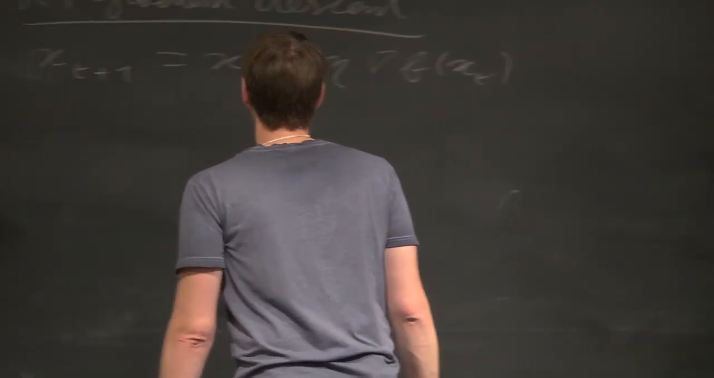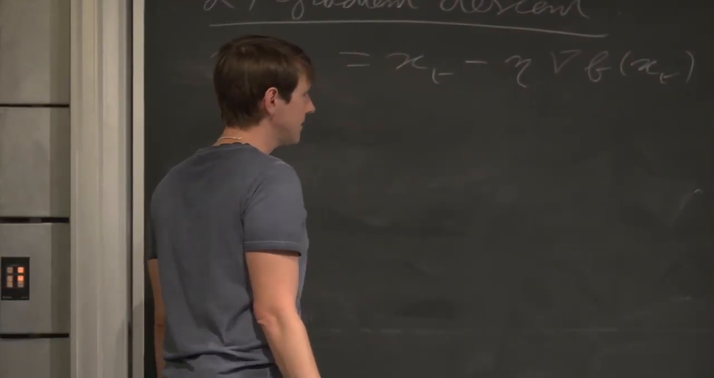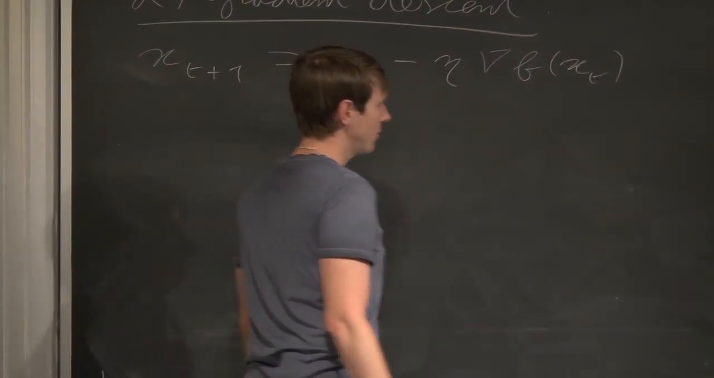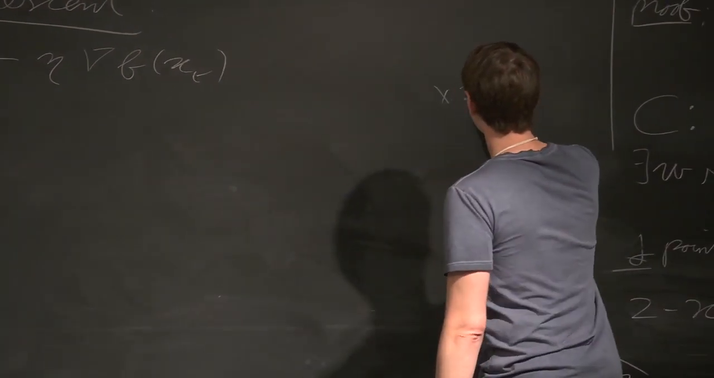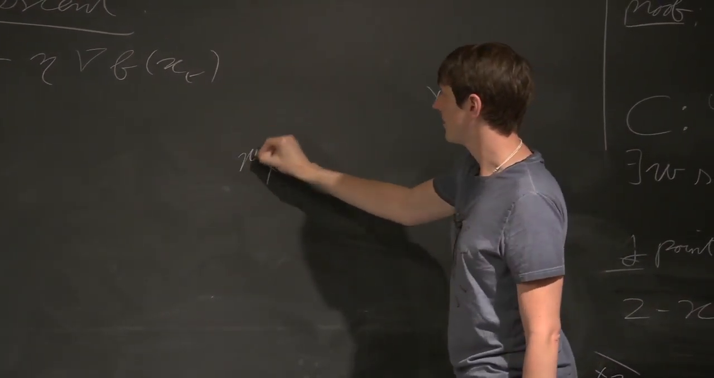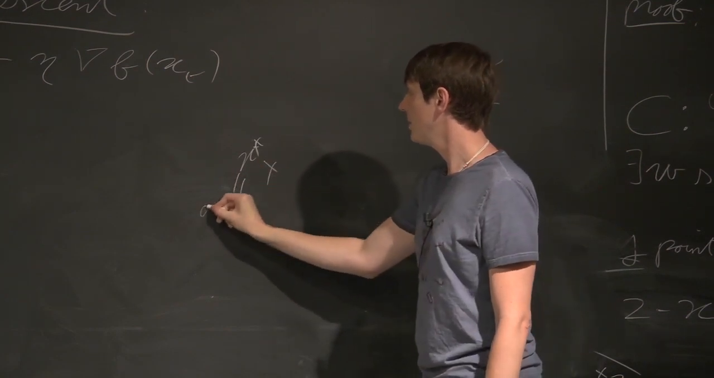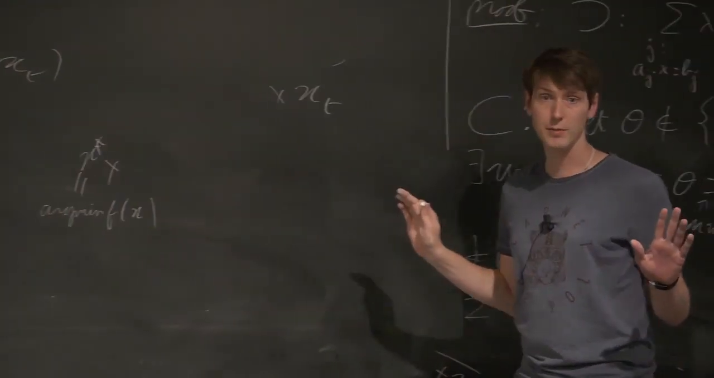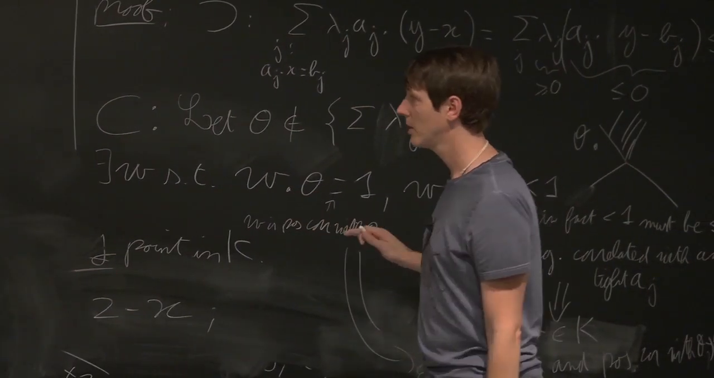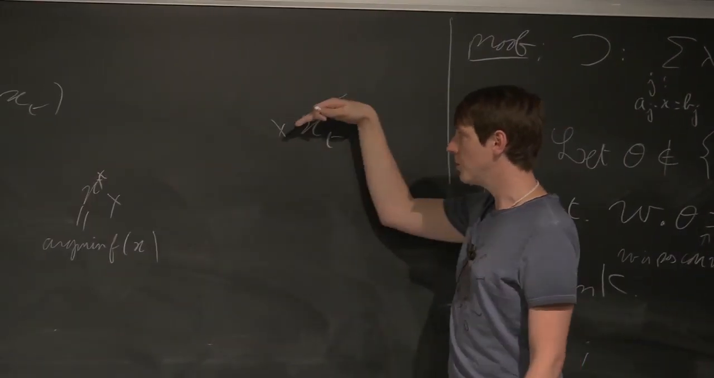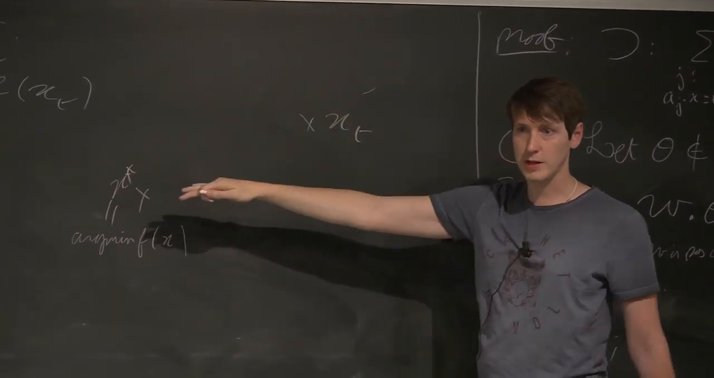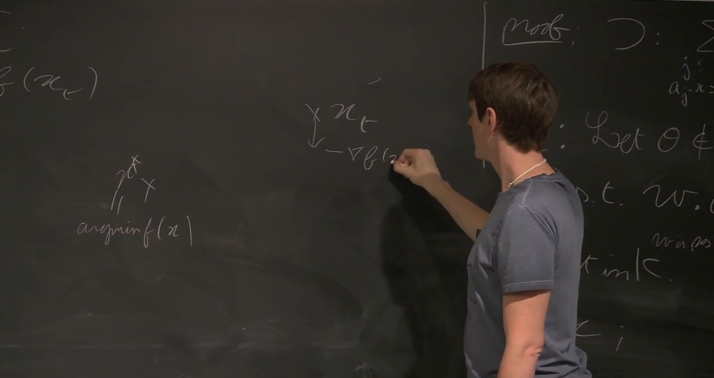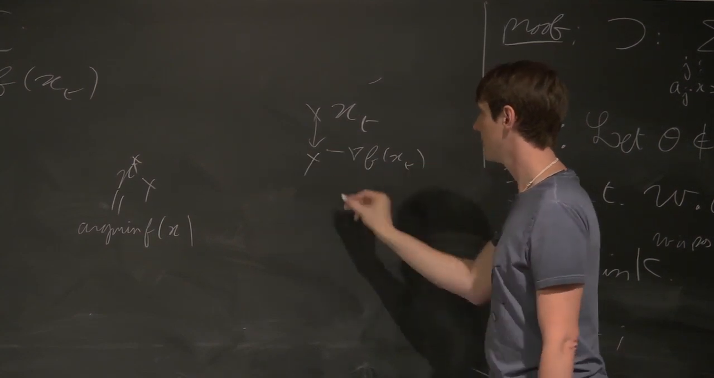So let's analyze it. Let's try to analyze its rate of convergence. We have the following picture. This is x_t, and this is x star, which is, let's say, the minimum of f. Right now we're talking about unconstrained minimization, so there is no constraint. If we knew x star, we would just go from x_t to x star. But instead, we calculate the negative gradient, take a little step, and move here. This is x_{t+1}.